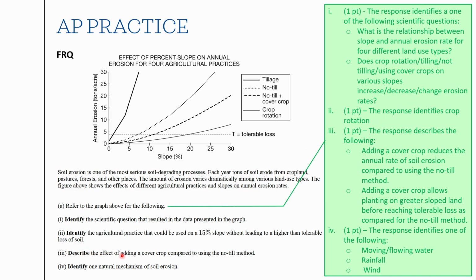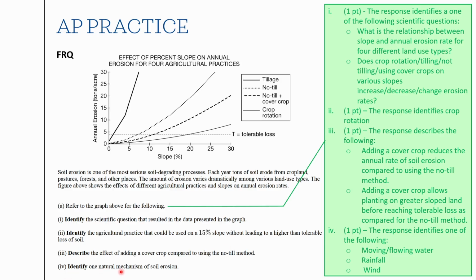Part 3, describe the effect of adding cover crop compared to using a no-till method. Adding a cover crop reduces the annual rate of soil erosion, right? We can see that here. And adding a cover crop could also allow planting on greater sloped land before reaching tolerable loss. So you could have described it that way.